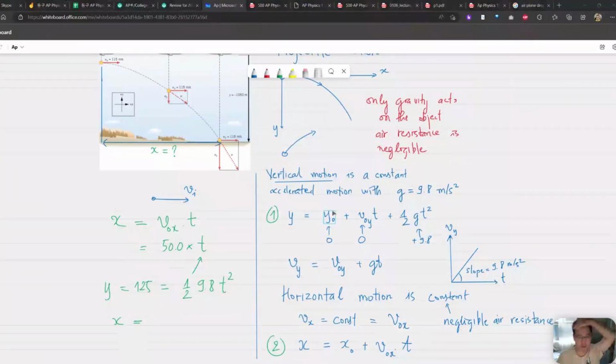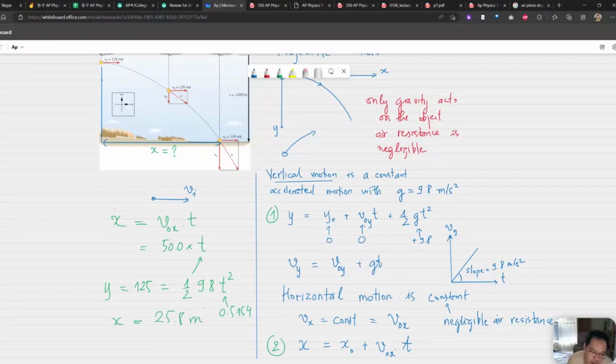So what is the time? 125 multiplied by 2 and then divided by 9.8, and then take the square root. The time is 0.5154 second, and then plug back into the first equation. The horizontal distance is 50 multiplied by this time, and the answer is 25.77, or we can round to 25.8 meters.